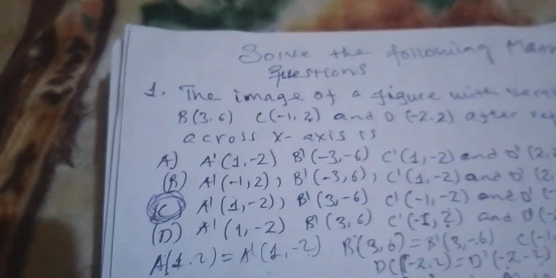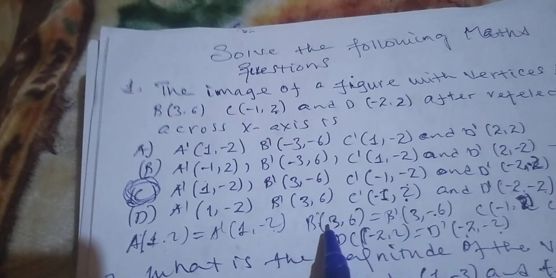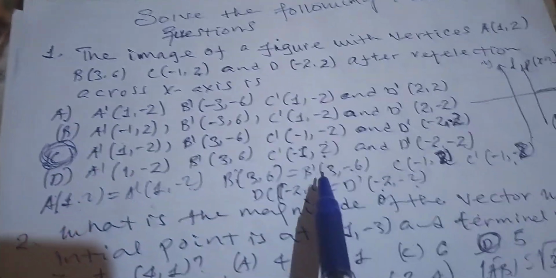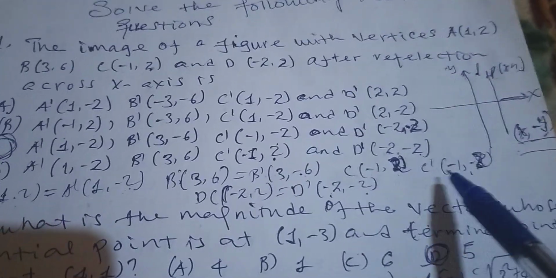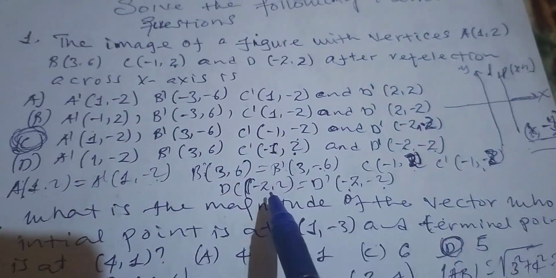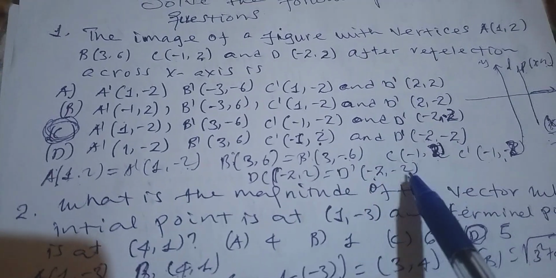Therefore, look at the question. (1, 2) is given, so the image will be (1, -2). (3, 6) is given, so the image will be (3, -6). (-1, 2) is given, so the image will be (-1, -2). (-2, 2) is given, so the image will be (-2, -2). So the answer will be C.